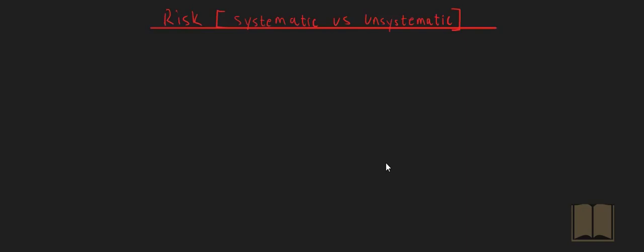In this tutorial, we'll be talking about risk. We'll differentiate between risk which is systematic versus risk which is unsystematic. The total risk of your asset is the combination of the systematic risk of that asset as well as the unsystematic risk of that asset. Now the question then becomes, what is systematic risk and what is unsystematic risk?